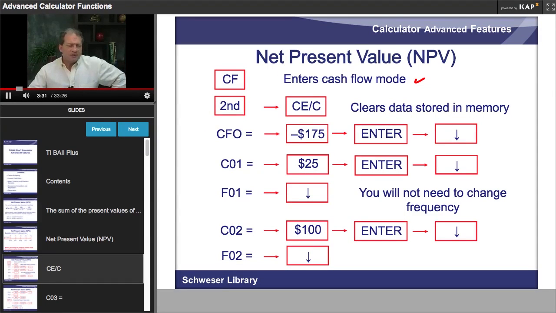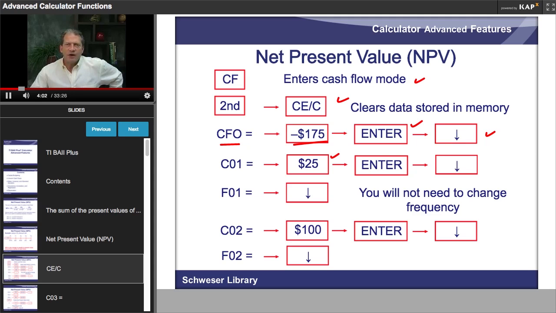Well, hitting the CF key there, and that's the second key over in the second line, that enters cash flow mode. Hitting the second key and then that lower left key, clear entry, clears all the data that's stored in there about cash flows. Once we do that, we'll see CF0 there, cash flow 0, and we'll put that in as 175, hit the plus minus key and then enter that, and then scroll down to the next one.